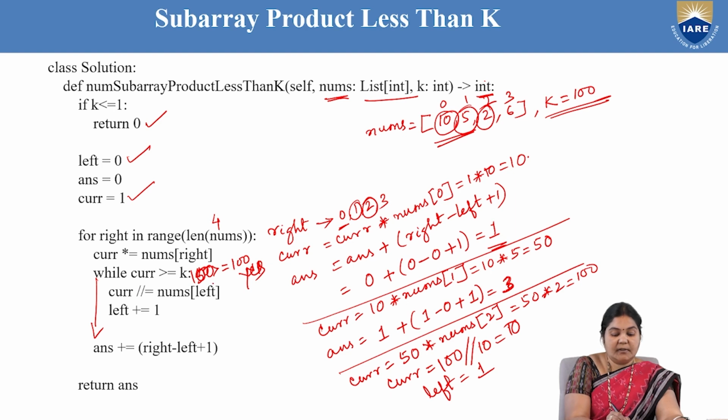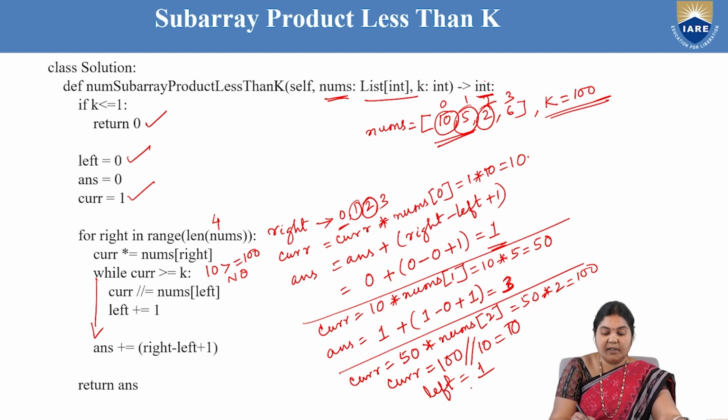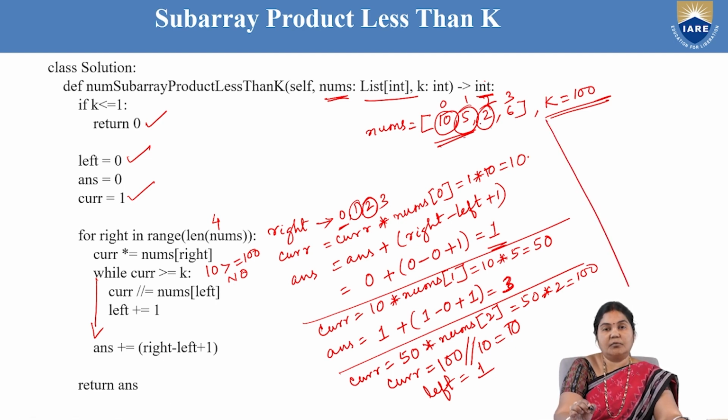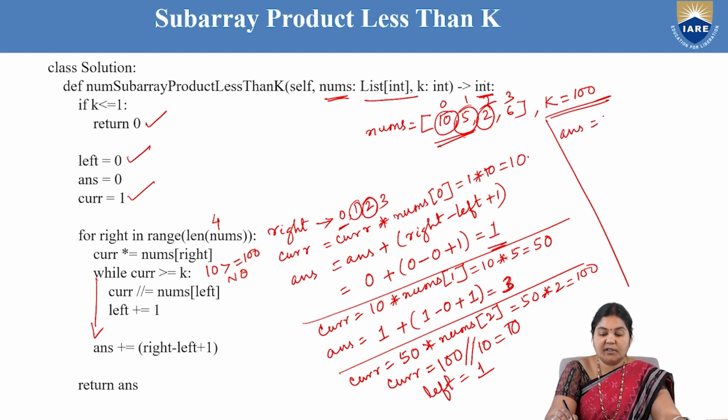Second time, current has now changed to 10. Is 10 greater than or equal to 100? No. So we'll come out and form the answer. With three numbers 10, 5, 2, how many subarrays are possible? Answer is equal to earlier answer 3 plus right, which is 2, minus left 1, plus 1. So 3 plus 2 it becomes 5. So 5 such subarrays are possible whose product is less than k.